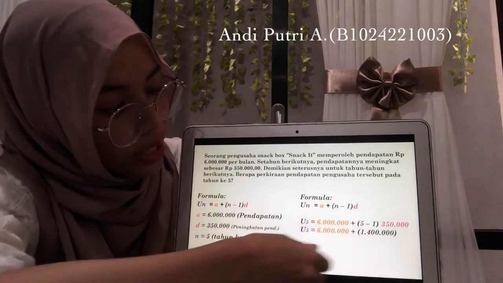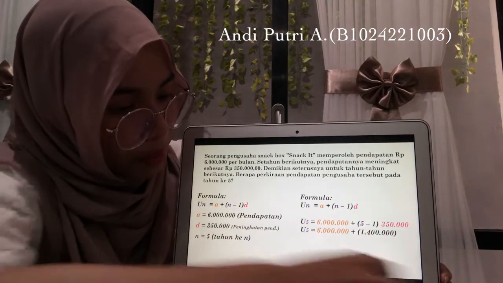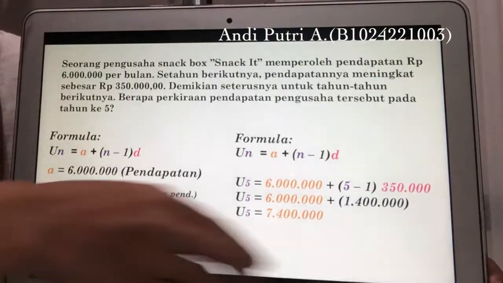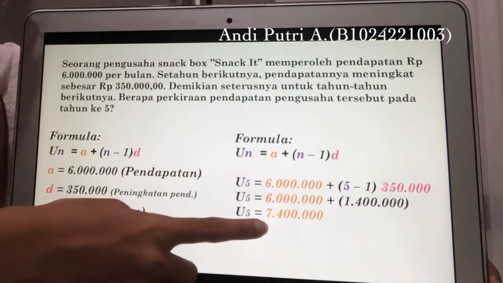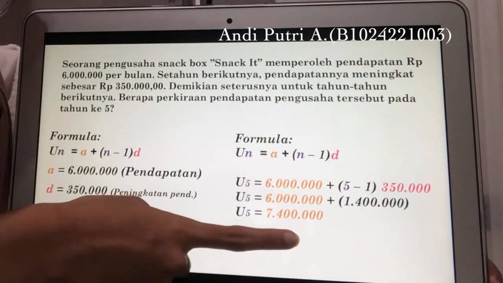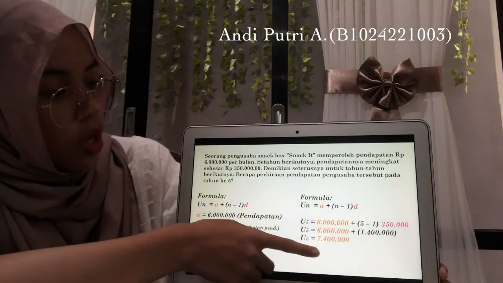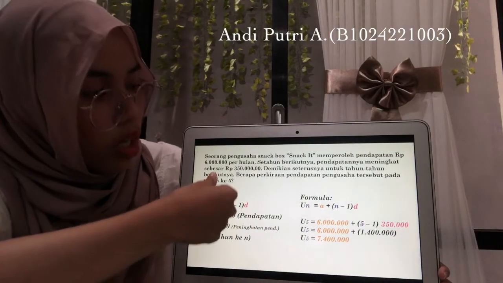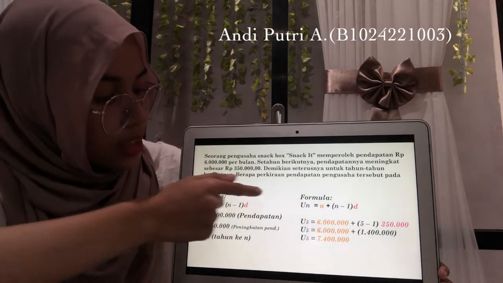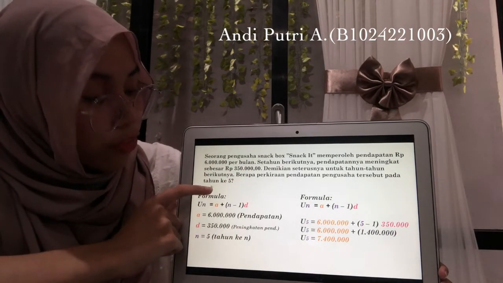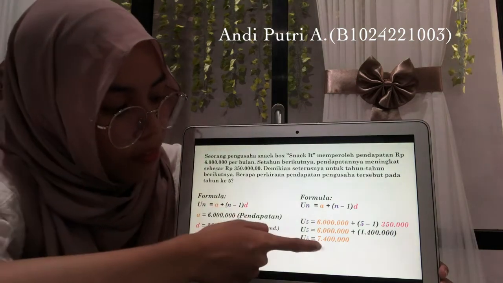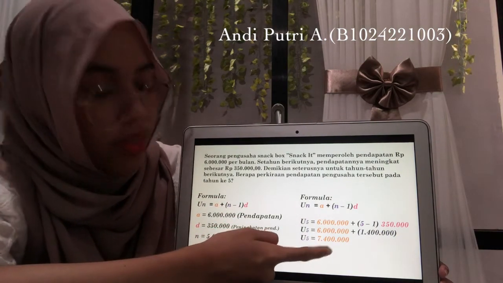And then we can calculate all the numbers here, which gives U5 equals 7,400,000 rupiah. So the estimated income for the 5th year is 7,400,000 rupiah.